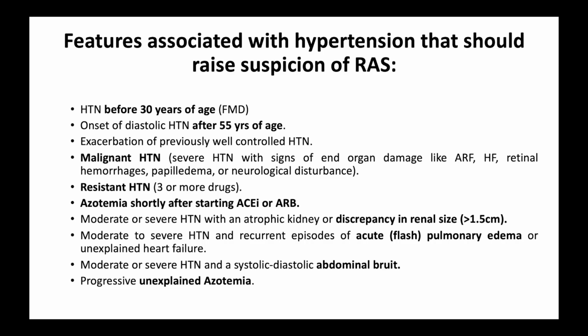Then azotemia shortly after starting ACE inhibitors or angiotensin receptor blockers. Then there could be uncontrolled hypertension with an atrophic kidney, or there could be discrepancy in renal size of more than 1.5 centimeters. There could be moderate to severe hypertension and recurrent episodes of acute flash pulmonary edema or unexplained heart failure. There could be a systolic-diastolic abdominal bruit or progressive unexplained azotemia.